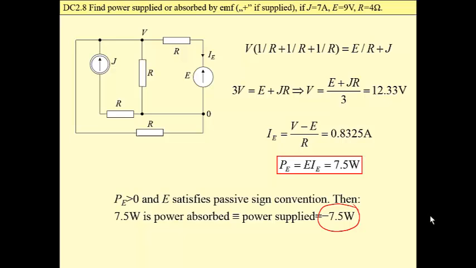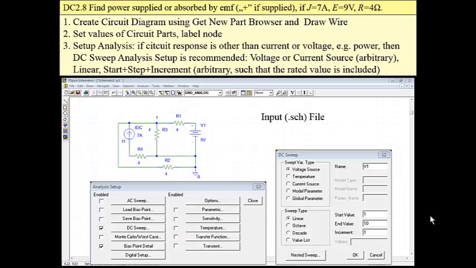Okay, this problem can be solved by means of PSpice schematics. So at first we have to draw a circuit diagram using a part browser and draw wire. Then we have to set values of circuit parts by double clicking on default values and setting new values as given in this problem. And then when circuit diagram is ready, we have to select analysis setup.